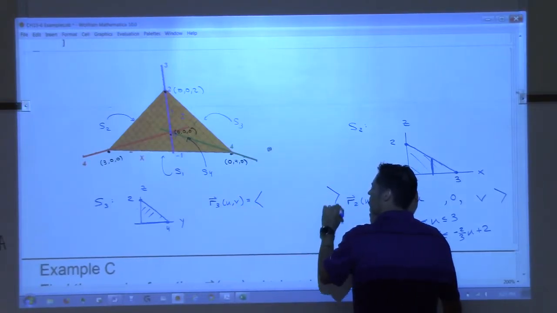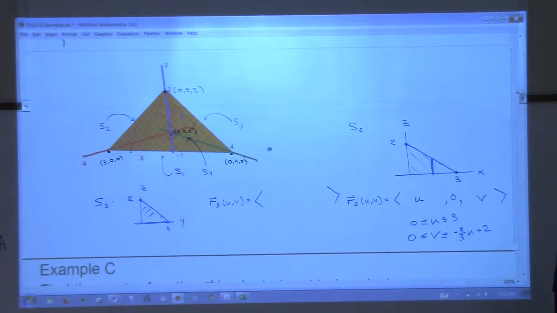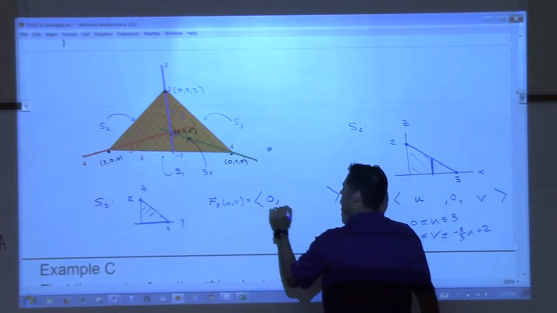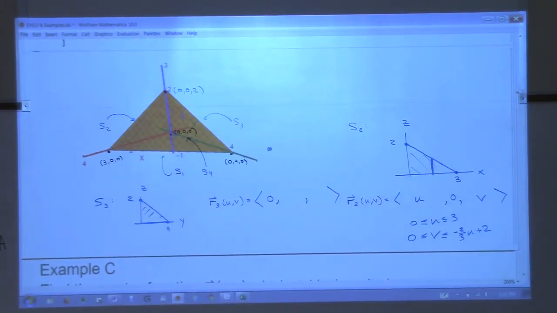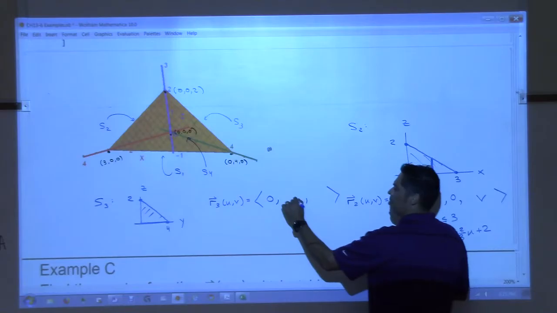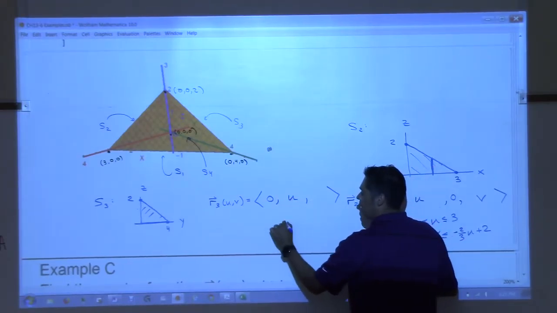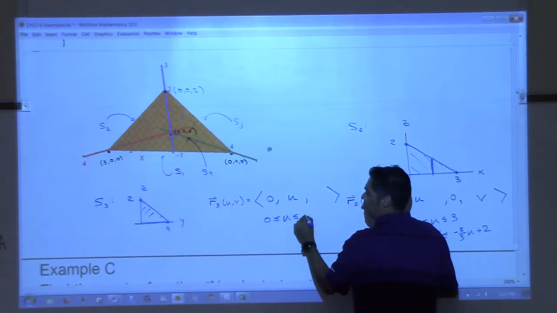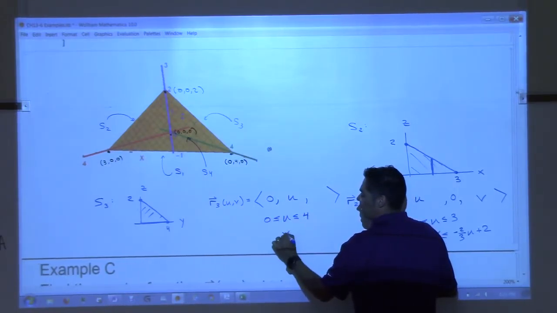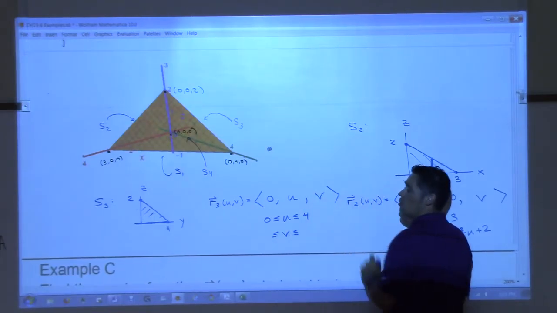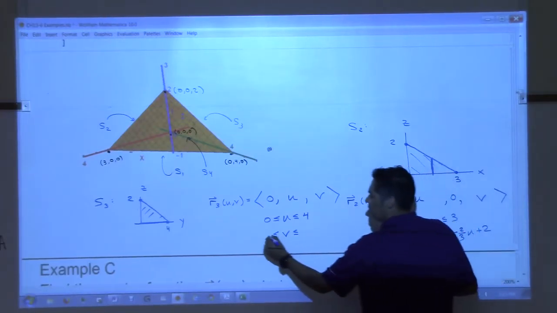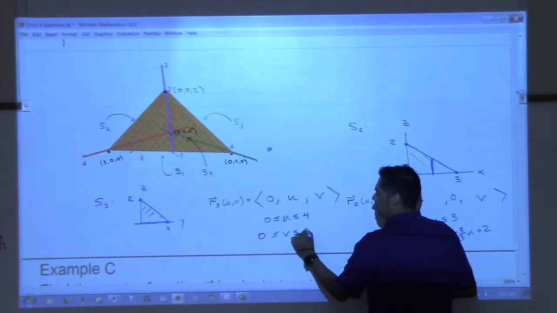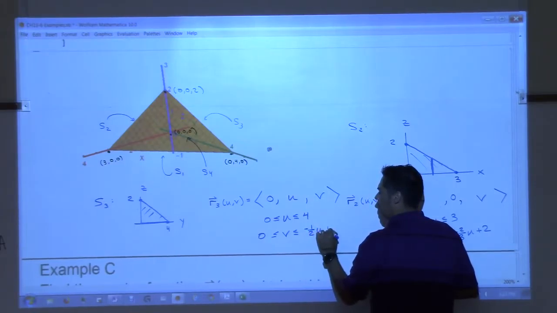Okay, what's the easy one on this one? x is 0, right? The y and the z, I get to choose here. What do you want to do? We'll have u be the y, and u will go between 0 and 4, and then our v will be the z coordinate, and that will go between 0 and that line again. So 0 and negative 1/2 u plus 2.